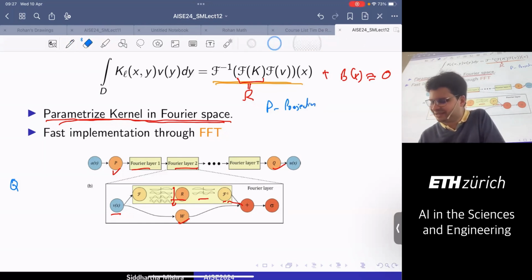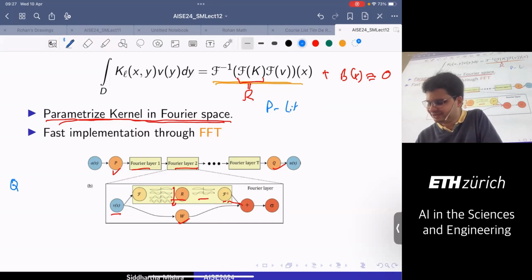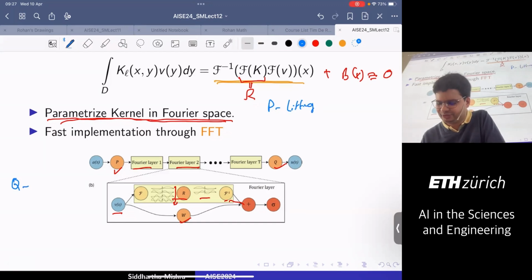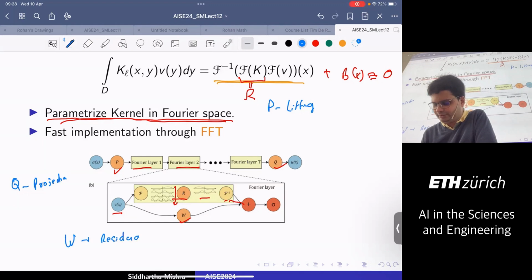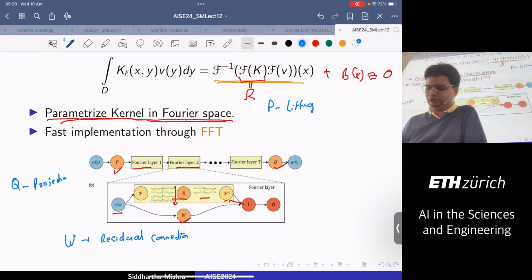My brain is simply not working. Lifting. Q is what is called a reconstruction or a projection. This is their notation, not mine. I would not have used this notation, because it's sort of non-intuitive, but I want to have some consistency with the code. And this W here represents a residual connection. All the symbols are sort of not nicely done, but this is from their paper. Maybe in the next version of the course, I'll use my own notation.